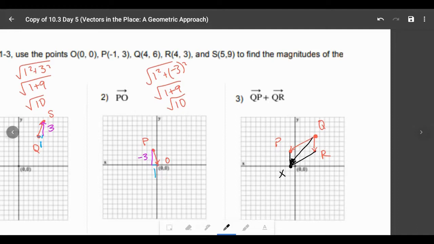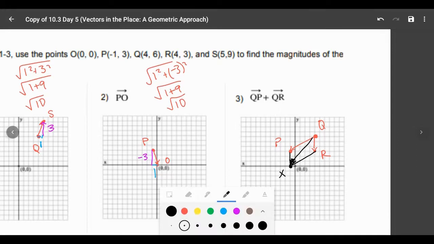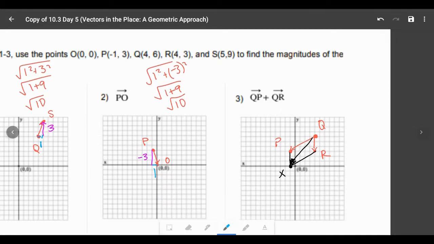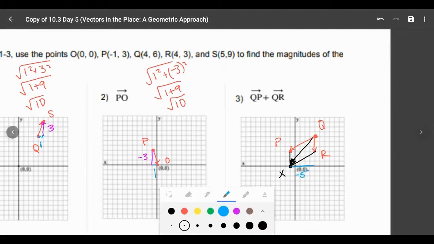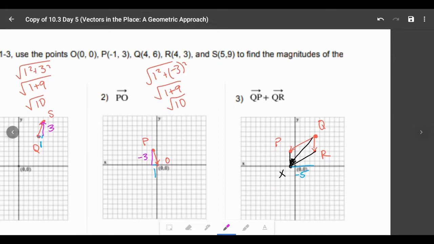Okay, so if we need to find the magnitude of it, again, let's look for the horizontal and the vertical distances. So horizontally, from Q to X, we went -5. And from Q to X, we also went down 6.